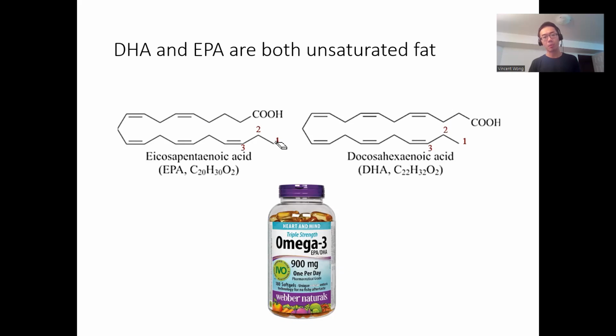So this is carbon number 1, 2, 3. The first double bond happens at carbon 3. That's why it's called omega-3. If the first double bond happens at carbon number 6, then we say omega-6. That's what it means. And so that's EPA, that's DHA. Both are important for brain development, and they are good for your heart as well. So some people take them regularly as supplements.